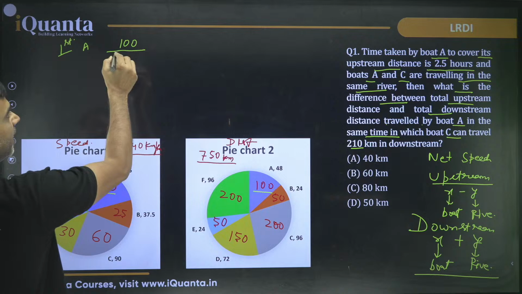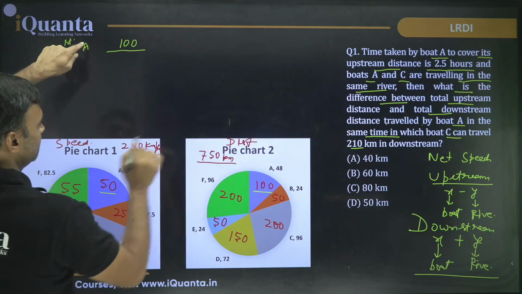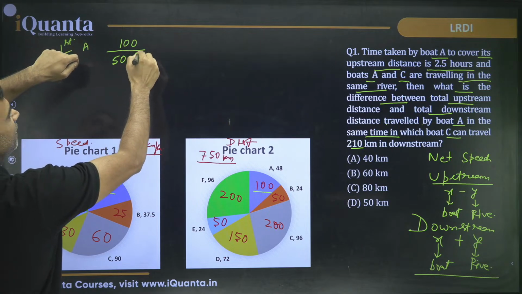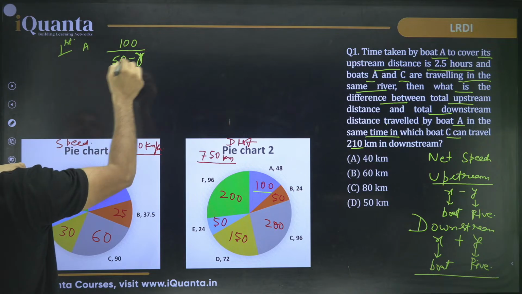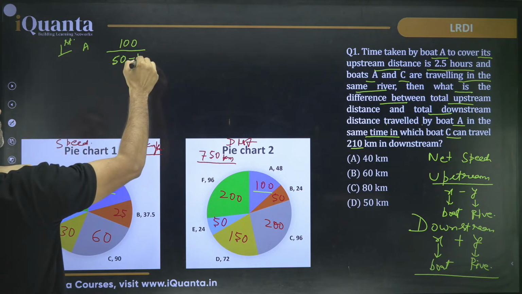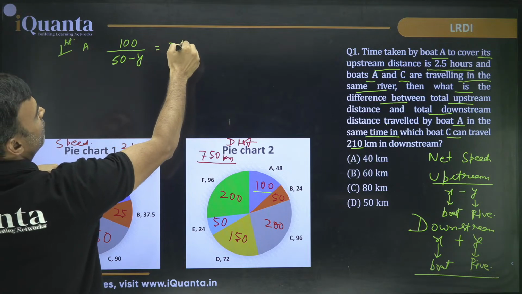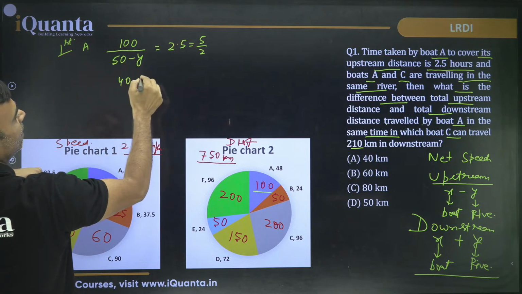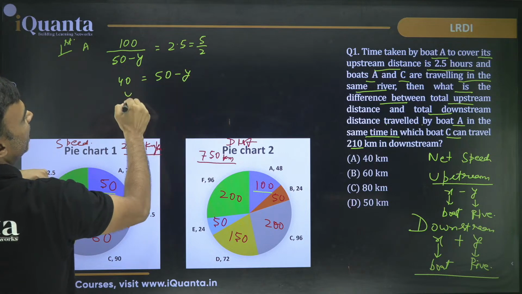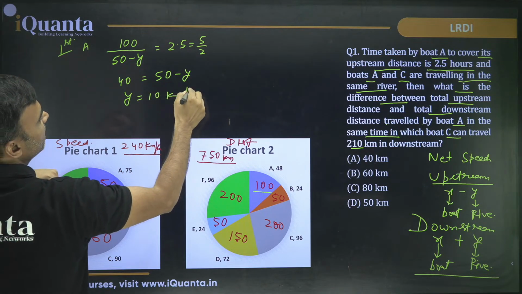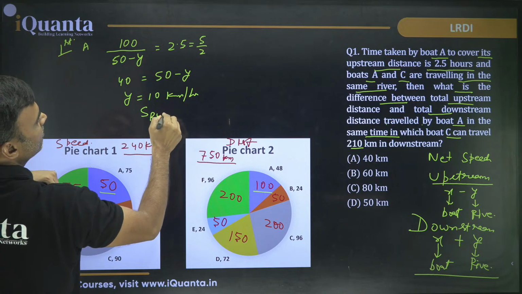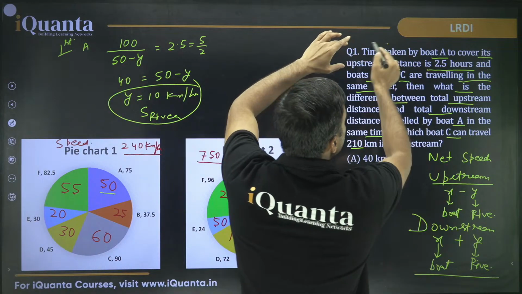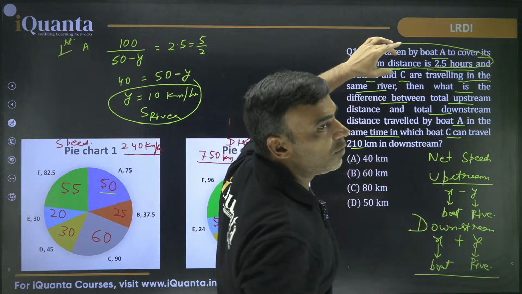So here 100 divided by, what is the speed of A? The speed of A is 50. Upstream means minus the river speed, that is y. River speed we are assuming to be y. That is equal to 2.5, which is 5 by 2. So from here we have 2 into 100 divided by 5, 40 equal to 50 minus y. So this gives us y equal to 10 kilometers per hour. Do we understand this is the speed of river? Is there any doubt? Please respond and confirm. This information was given to find the speed of river.